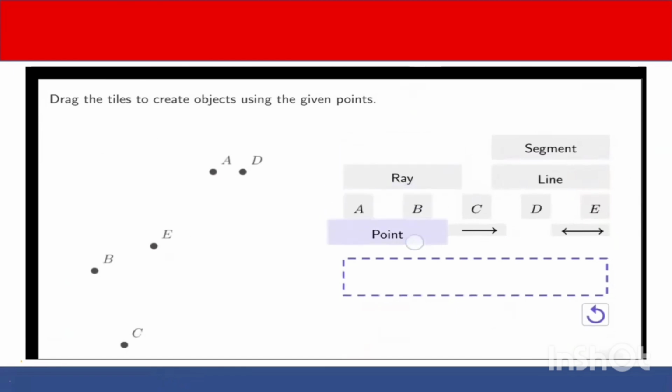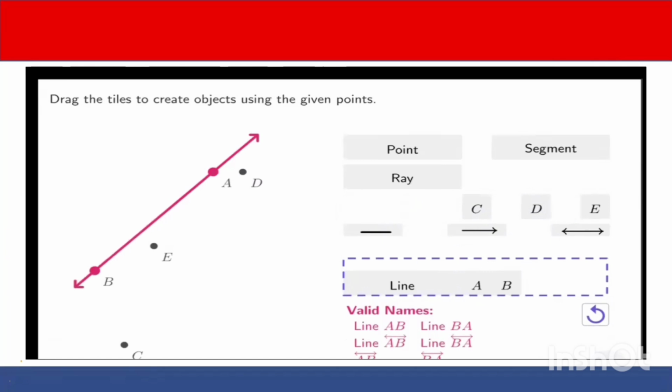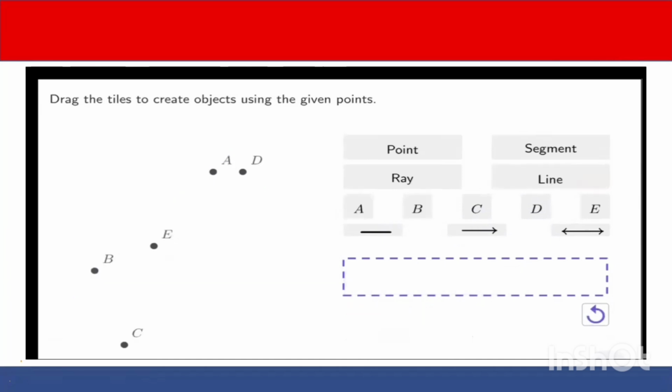Let's see with the help of a video. Now I am taking one point A. Here the point A is highlighted and you can name a point with a capital letter. Now let's see how the line is made. So here a line can be made with the help of 2 points and it has 2 arrows on both the sides and it is going endlessly. So here the line AB is going endlessly on both the sides.